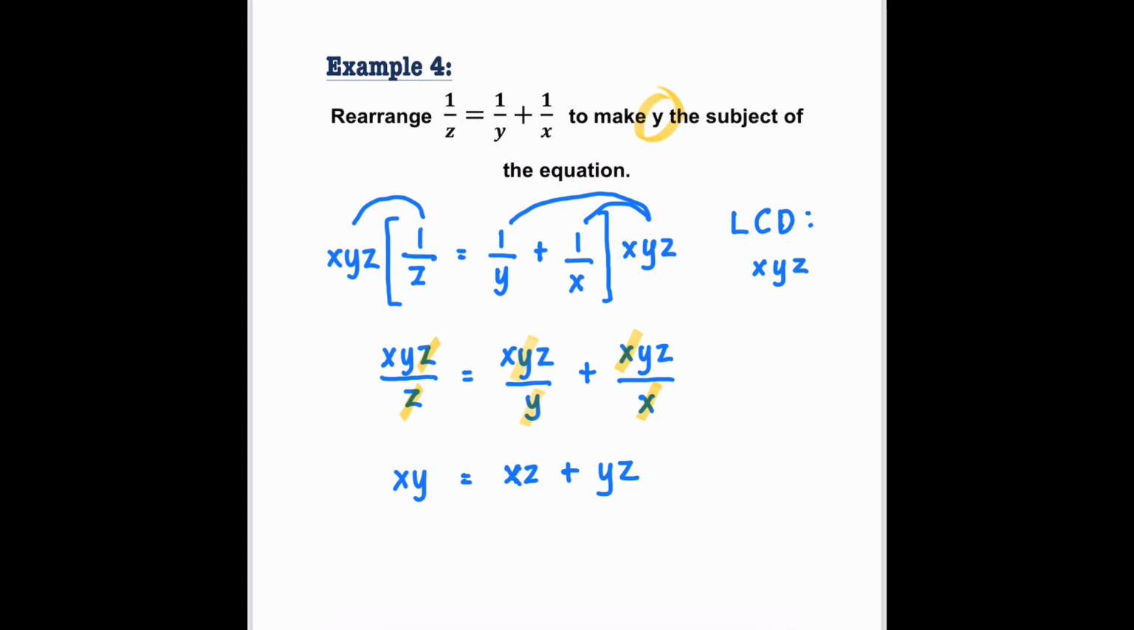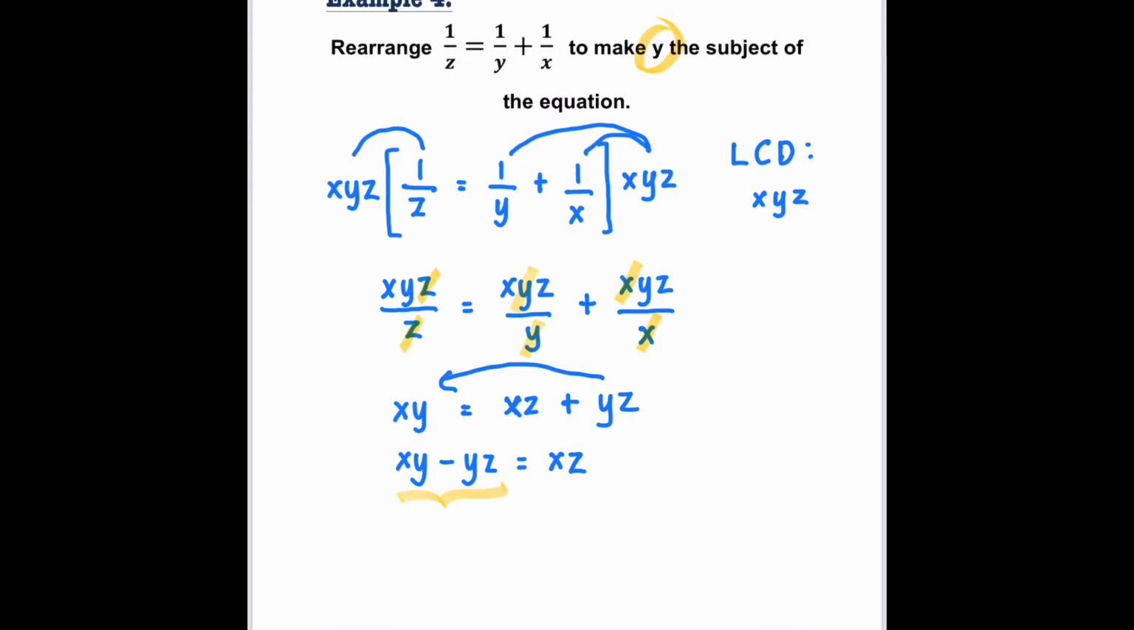And so what we need to do is put together the terms that have y in them. You notice that this term, xy, and also this term has y in it. So we need to put them together. xy is already on the left-hand side, so we just copy it. However, yz needs to jump over to the left. So from positive, it will become negative, equals xz.